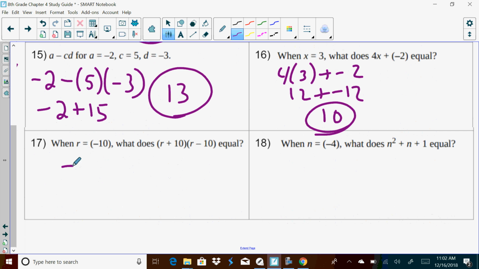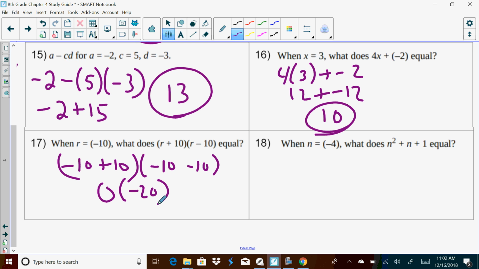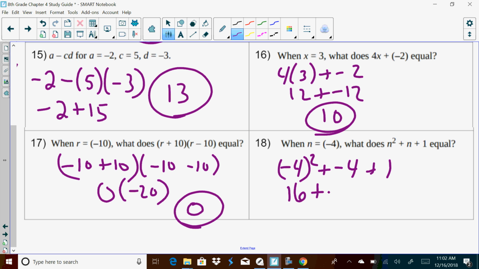17, I plug in negative 10 plus 10 times negative 10 minus 10. So I end up with 0 times negative 20, which is going to give me 0. And then plugging in negative 4, I get negative 4 squared plus negative 4 plus 1. So this is positive 16 plus negative 4 plus 1, 12 plus 1, or 13.